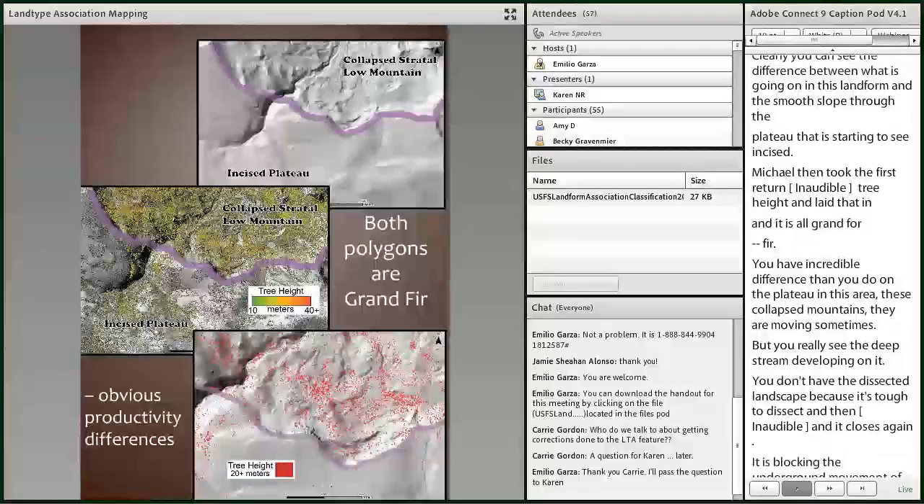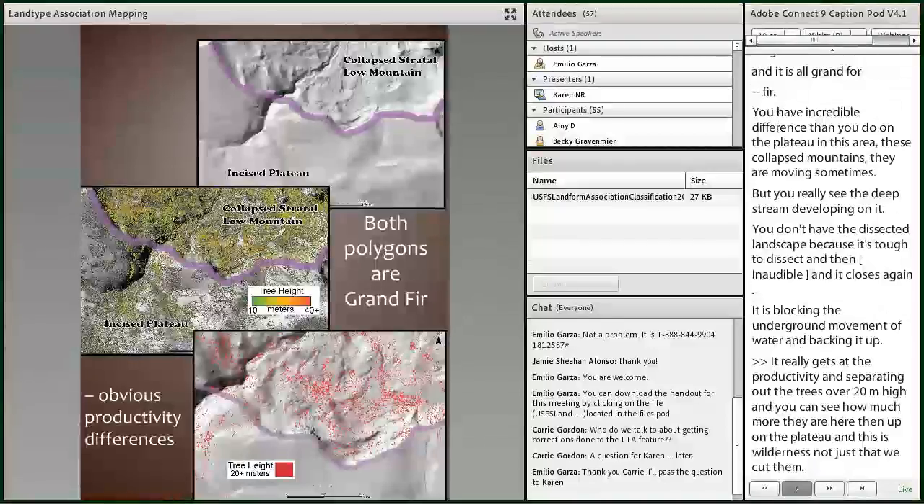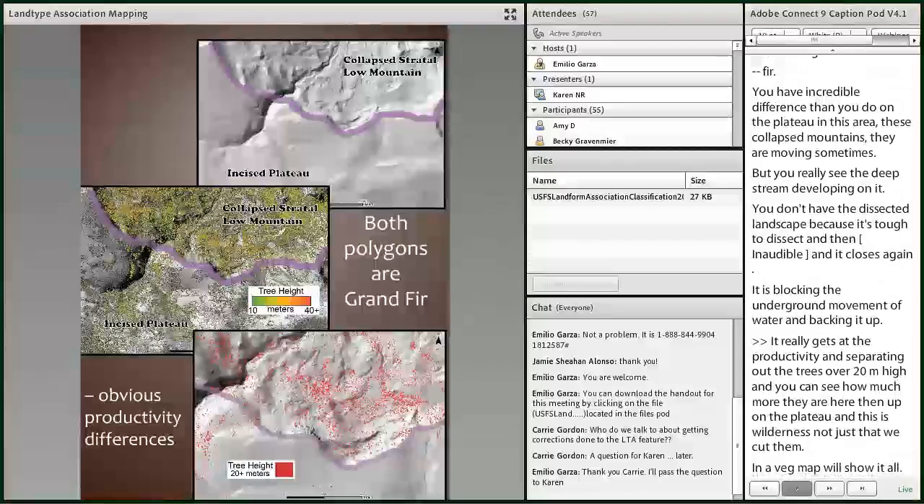But it really gets at the productivity. So just separating out the trees over 20 meters high, you can see how much more they are here than up on the plateau. And this is wilderness, so it's not just that we cut them. They just aren't there. But a veg map will show it all as Grand Fir, a potential veg map. But even within this, and this is the other beauty of LiDAR, you can see you have the scarp and then a pocket of deeper soil, another scarp, deeper soil, another scarp, deeper soil.